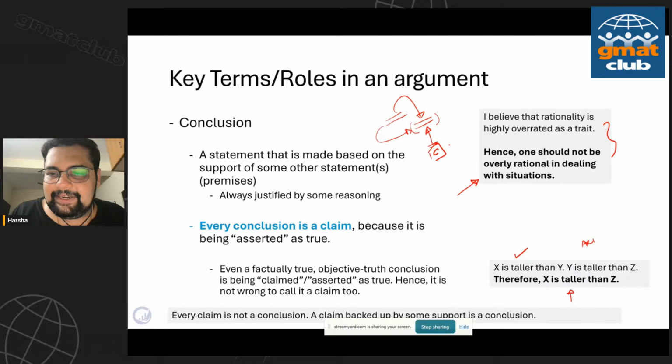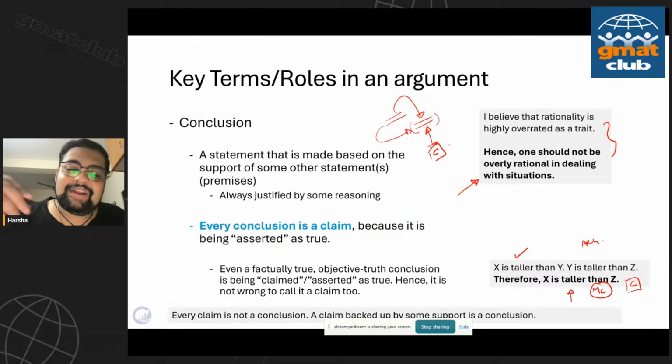Now, is this an argument? Yes. Is there a main conclusion? Yes. Is that main conclusion a claim? I would say yes, because I'm still asserting based on the other two premises that X is taller than Z, right? So is it a claim? Yes. But is that claim also factually true in this context, in this scenario? Yes. So even a factually true, objective truth kind of conclusion, because it's being claimed in that particular scenario, is still considered a claim. It's not wrong to call it a claim.